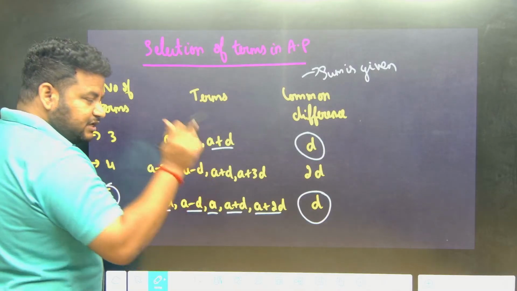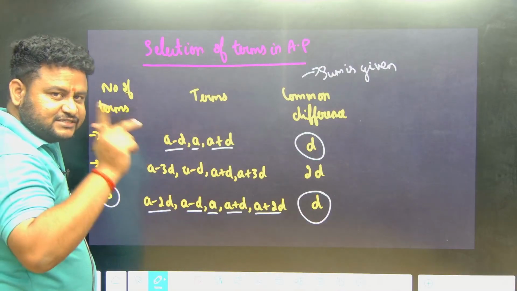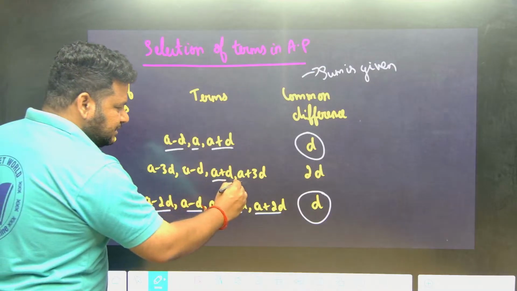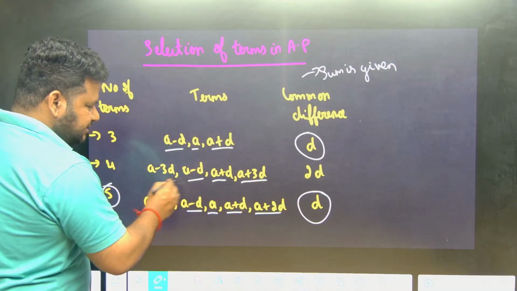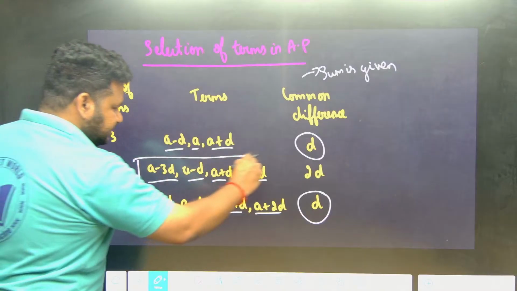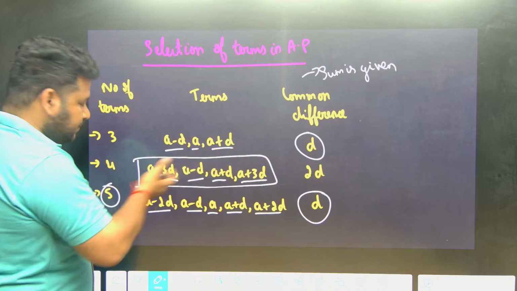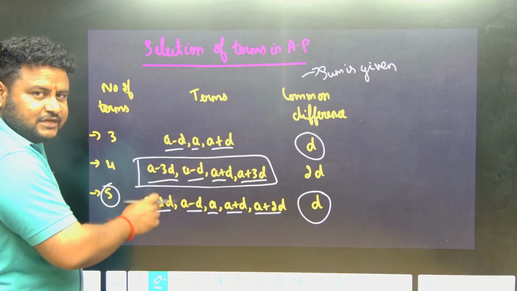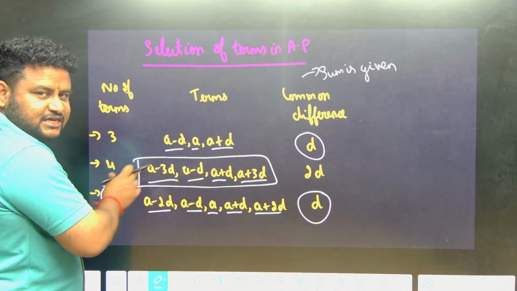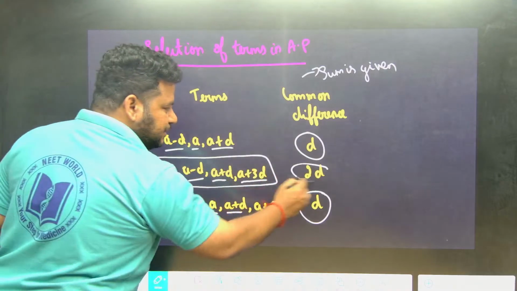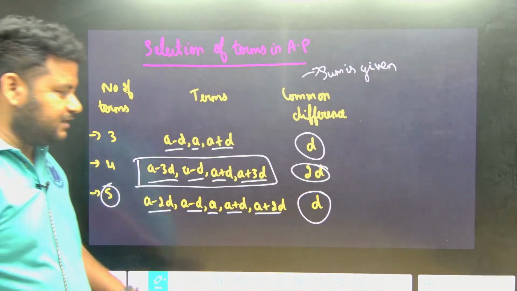Now what will happen if it is even number of terms? We will not start with A. If it is even number of terms, we will start with A plus D, A plus 3D, A minus D, A minus 3D. Please make a note of it. This is the way you have to write the terms when it is even number of terms: A plus D, A plus 3D, A minus D, A minus 3D, and the common difference here would be 2D.